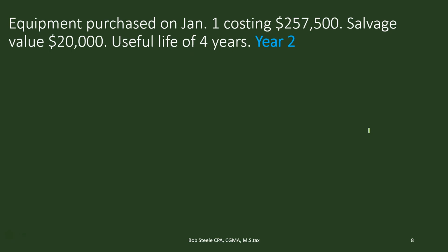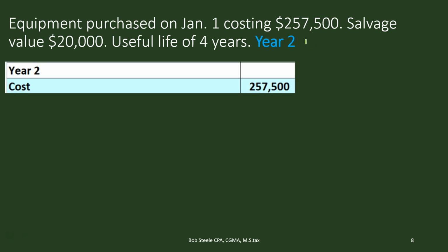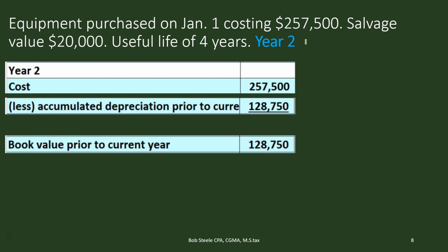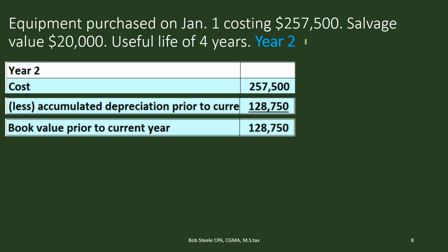So if we look at year 2 then, we're going to do the same type of calculation. We're going to go to year 2, and we're going to take the cost less the accumulated depreciation prior to the current year. So the accumulated depreciation we had from last year is the depreciation expense up till that point, which was 128,750. So the book value before the current year, before we calculate the depreciation for year 2, is 128,750.